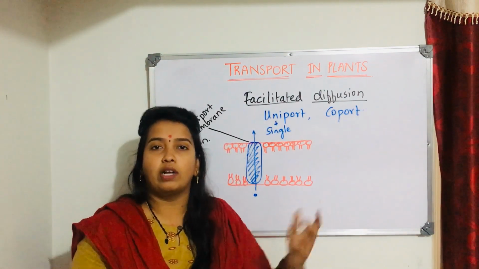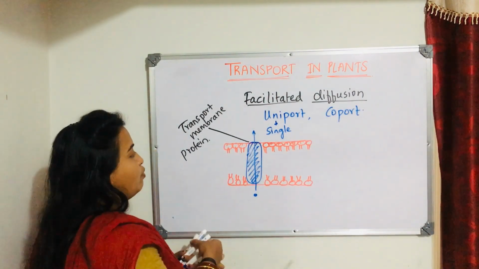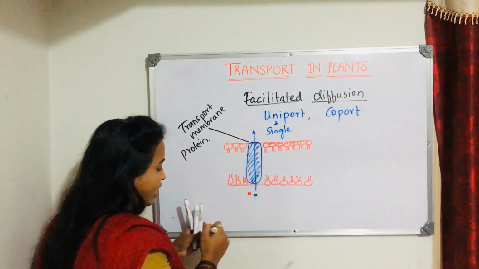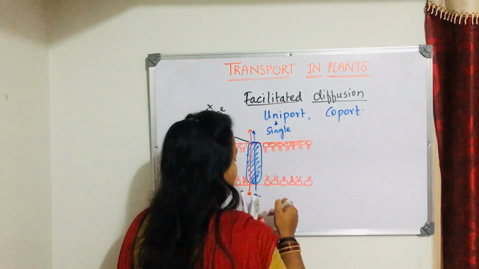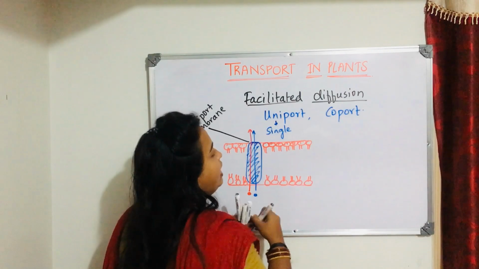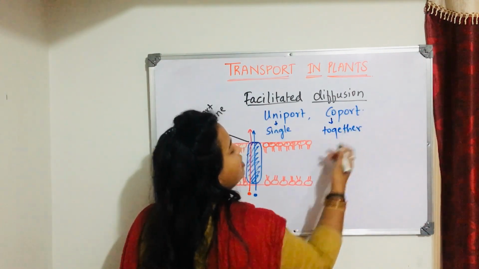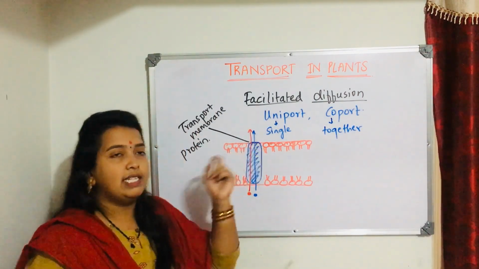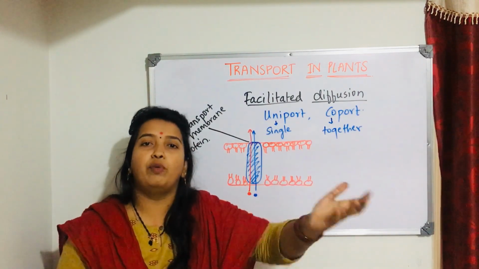When only one molecule moves, we call it uniport. Now by chance, if two different molecules are moving in the same protein channel, then we call it coport. Co means together. So if two molecules are moving together, then we call it coport. Uniport is single molecule movement, coport is two molecules moving inside together.